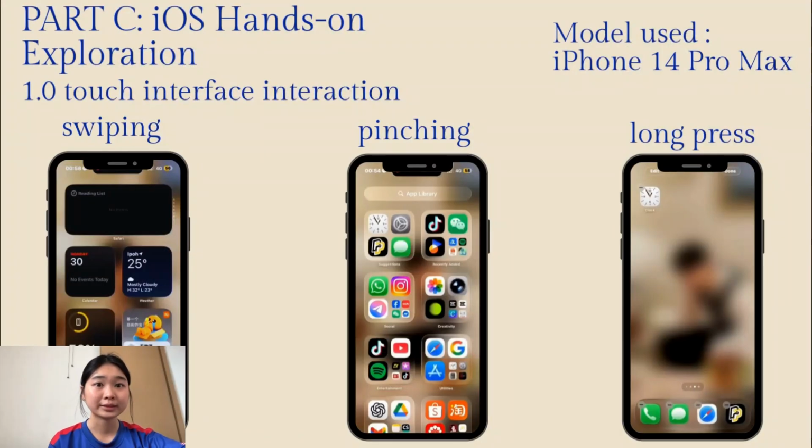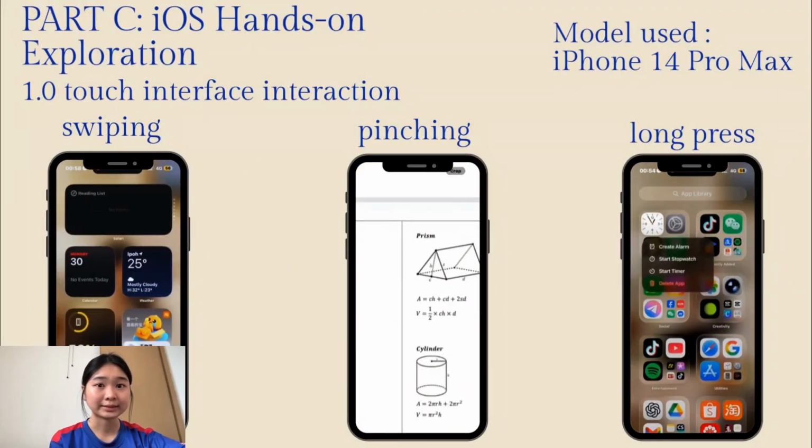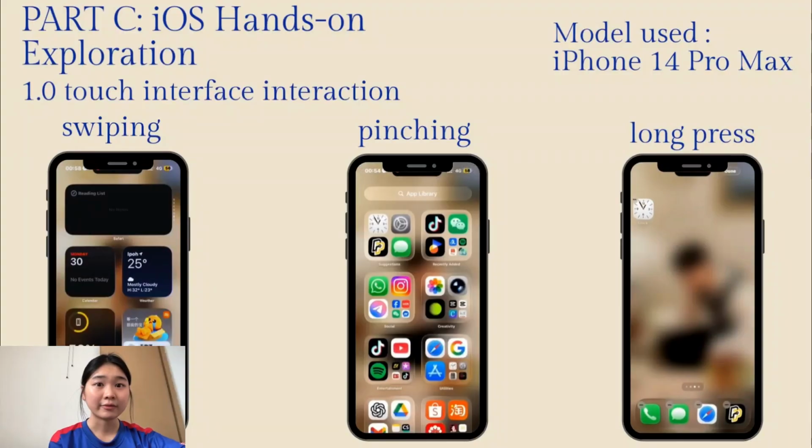So I will demonstrate the iOS hands-on exploration using an iPhone 14 Pro Max. In this part, I will show basic interactions and how to manage apps on this device. First, I will show basic touch interactions such as swiping, pinching, and long press. These gestures are very important because they allow users to navigate the phone smoothly and efficiently. Without these basic gestures, it would be difficult to interact with the system.